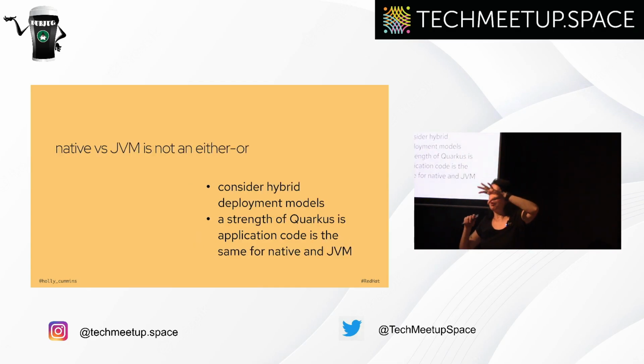The good thing about Quarkus native is that it's not like you have to choose, do I want Quarkus on native or do I want Quarkus on JVM? It's just a compile time flag between the two. So you can have a hybrid model, you can change your mind partway through, and the application code will be exactly the same for both.